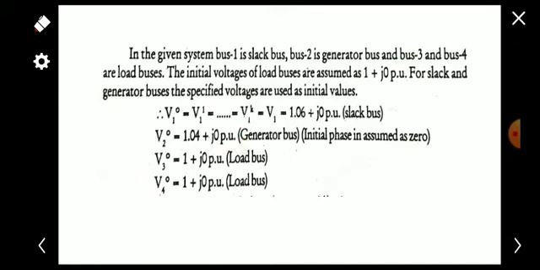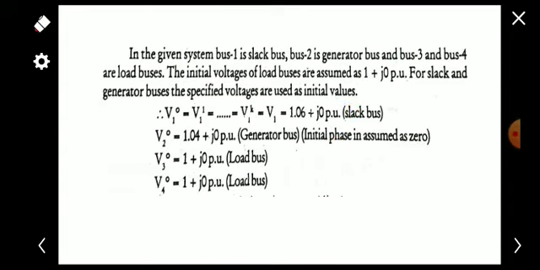And for the load buses, V30 and V40, the initial values for the other two load buses we are assuming as 1 plus J0 per unit. For the slack and generator buses, we need not assume the values because the voltages are already specified in the problem itself.